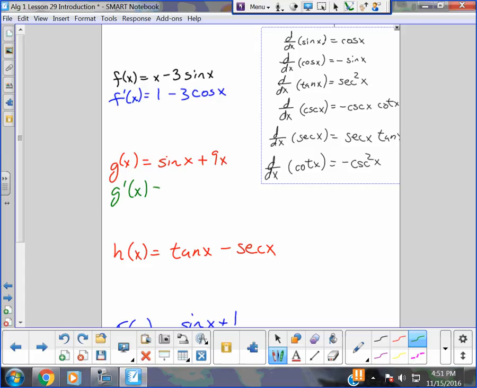Derivative of sine is cosine. We just did this again, so I look it up. Derivative of 9x is 9. Boom. Done. Next one, h of x. So h prime of x. Derivative of tangent is secant squared x minus, and I look here, derivative of secant is secant x tangent x.